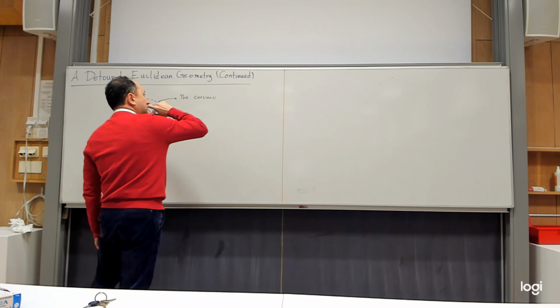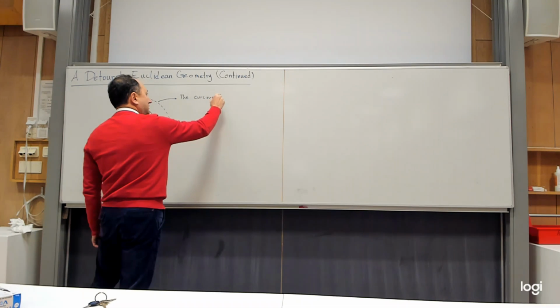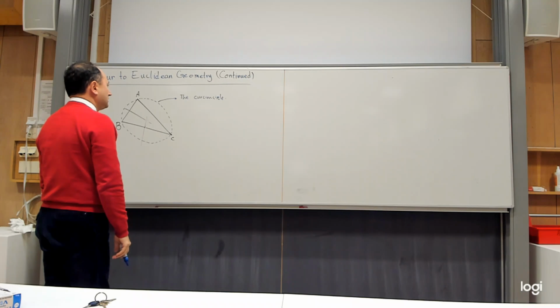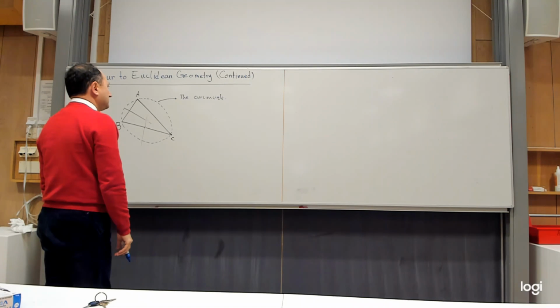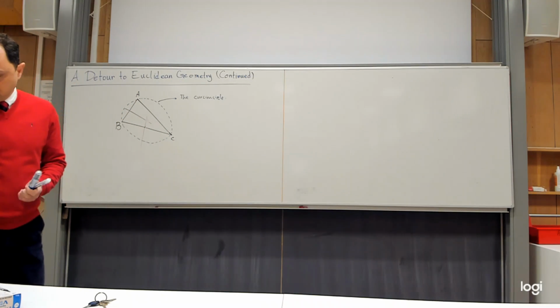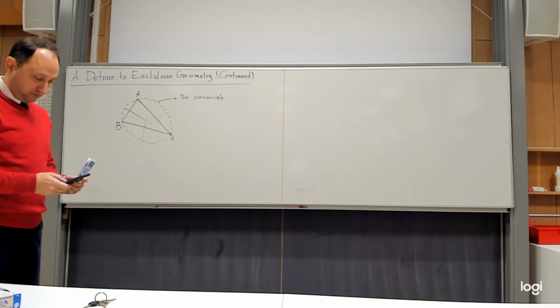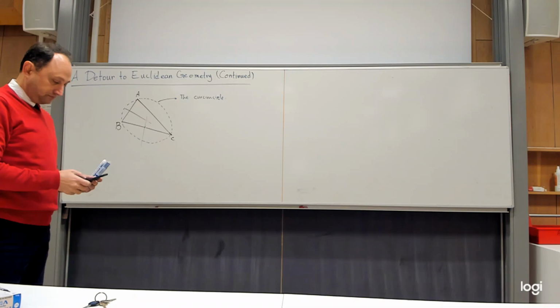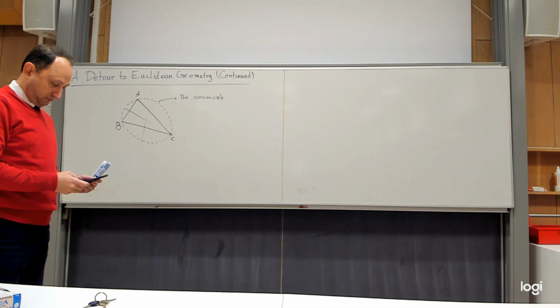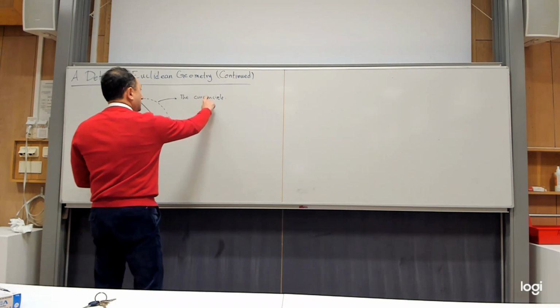Is that right or not, the spelling? Circumcircle, is that right? Might be this is a U. So let me check the spelling. Yeah, so that's a U.